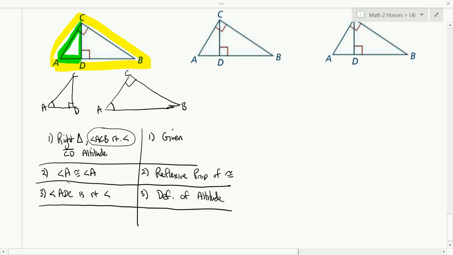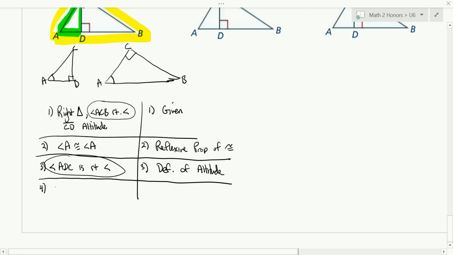Okay, so now we have that both the ones that we want are right angles. So what can we say for step 4? No, we can't say angle, angle because we've only shown one angle congruent to one angle. We need two of those congruent statements. Angle ACB is congruent to angle ADC. That's what we need right there. And why is that? All right angles are congruent.